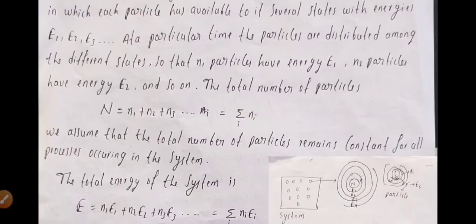And the next point is, we assume that the total number of particles remains constant for all processes occurring in the system. So the total energy of the system is E equals n1 E1 plus n2 E2 plus n3 E3 and so on, which is equal to summation ni Ei.